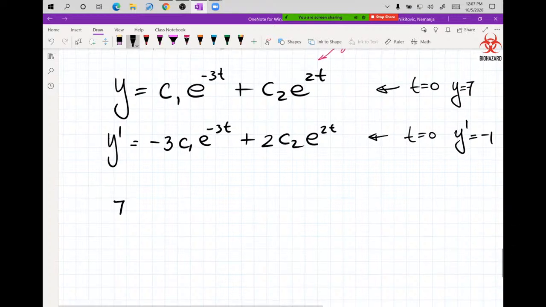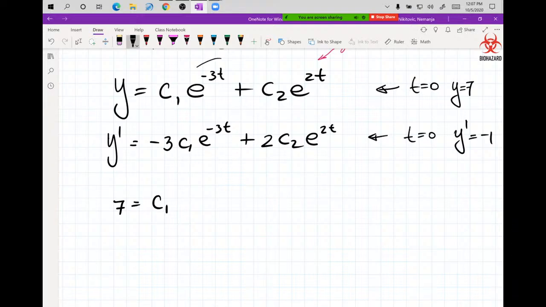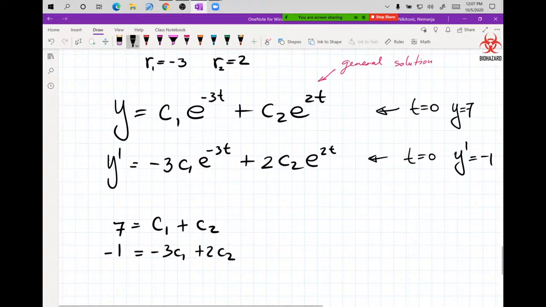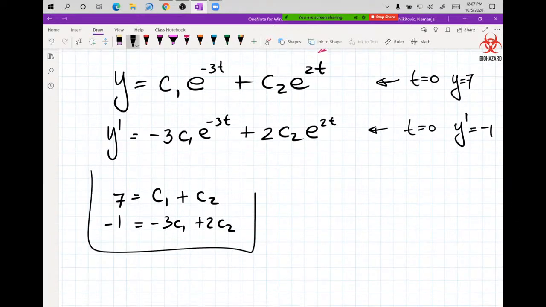So 7 is equal to C1. Now, guys, e to the 0 is 1, right? So C1 plus C2. And -1 is equal to -3C1 plus 2C2. That's your life right now. So you will plug one point into the appropriate equation, the other one goes into the derivative, and you come up with a system, 2 equations, 2 unknowns, and you just solve it.